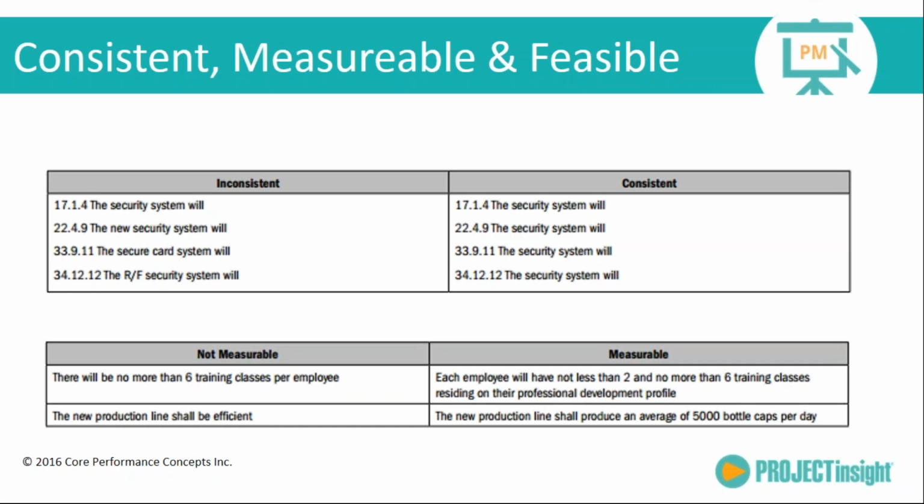And then the last one here is new production lines shall be efficient. It kind of goes to user-friendly. Efficient is too subjective. What is efficiency? What is productivity? What are the specifics that you want to measure? And it's either a yes or a no answer. The new production line shall produce an average of 5,000 bottle caps per day.